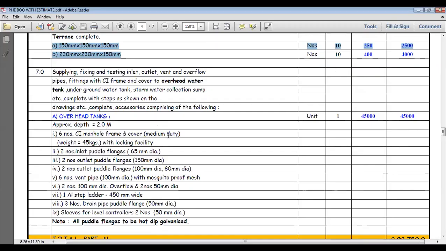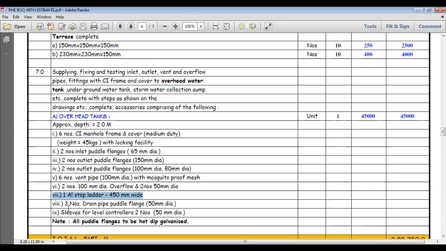6 numbers of MS manhole, for the overhead water tank and underground tank we have to put manholes, that quantity only. And 2 numbers of puddle flange, inlet puddle flange 80 mm dia, 2 numbers of outlet puddle flange 150 mm dia, like that puddle flanges for connecting the pipes. Vent pipe, 6 numbers of vent pipe, 2 numbers of overflow, and one aluminum step ladder for the water tank. If you want to go into the water tank, you have to use the ladder, so only an aluminum ladder they have put.